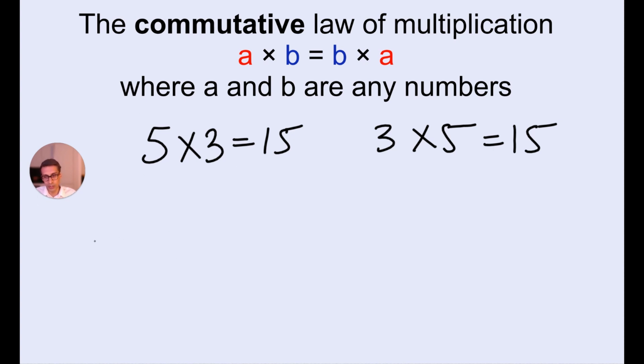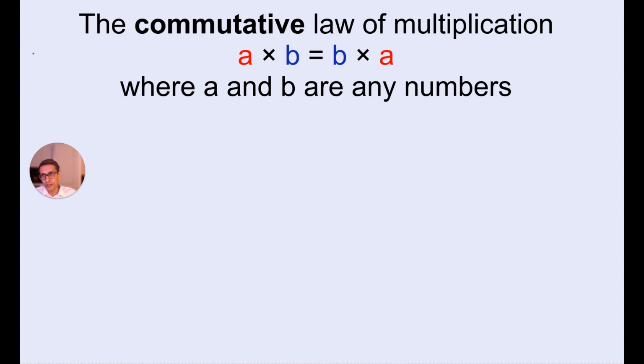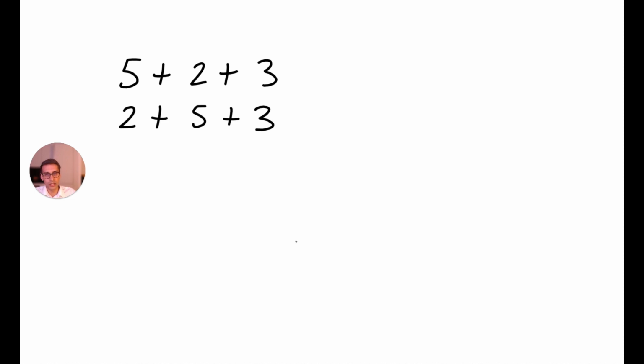It does not work for subtraction or division. So commutativity doesn't work for those two. So it's only addition and multiplication. Some special examples here. You should be aware, for example, that you can have three numbers. So for example, 5 plus 2 plus 3. We can commute the 5 and the 2, for example. That would be 2 plus 5 plus 3, and so on.